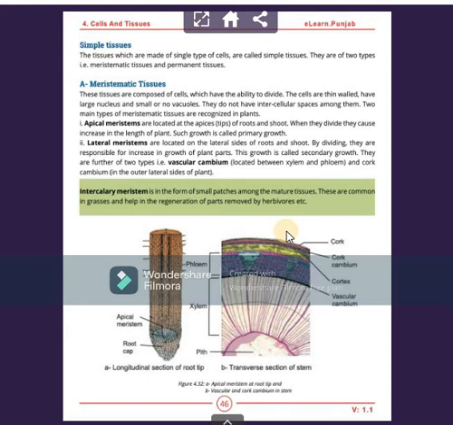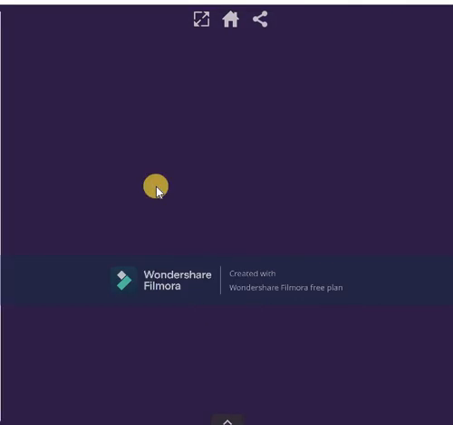Then lateral meristems are located on the lateral side of the plant, that is, the lateral side of roots and shoots. By dividing, they are responsible for the increase in the growth of plant parts. So this growth is called secondary growth. They are further of two types, vascular cambium and cork cambium.